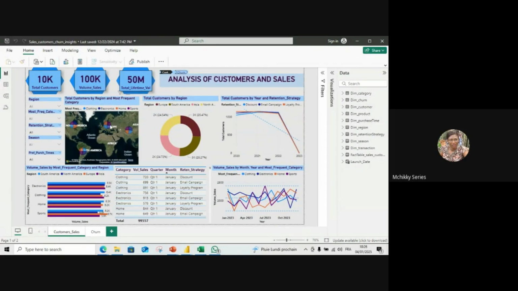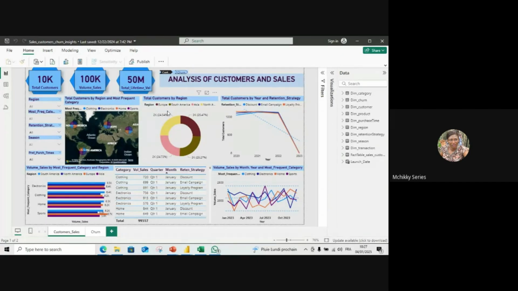So here, when you look at the map, you see the most frequent product categories: clothing, electronics, home, sports. They sell from 4 continents. They don't have any sales from the African continent, probably because it's not enlisted.